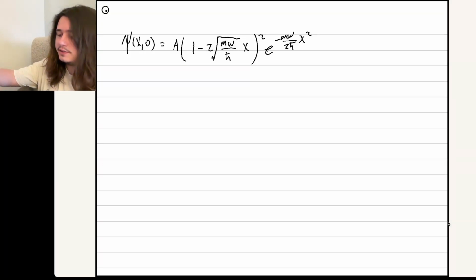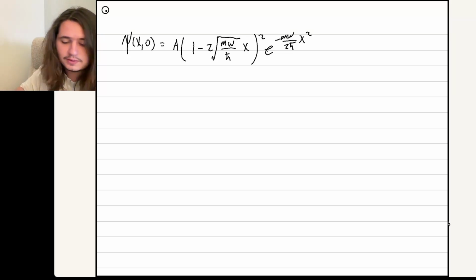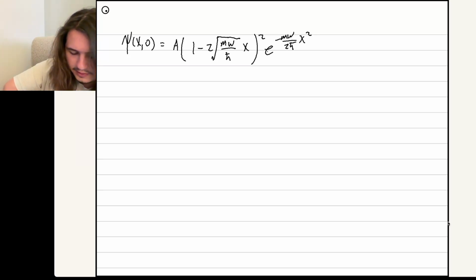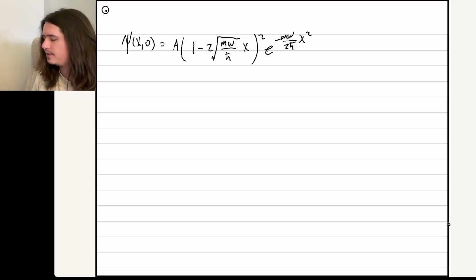We have this initial wave function for the harmonic oscillator, and we're going to try to first of all normalize it, and then we're also going to discuss the energy values that we can observe from this state, and then also what the probabilities are for those and what the expectation value for energy is, and some other stuff.